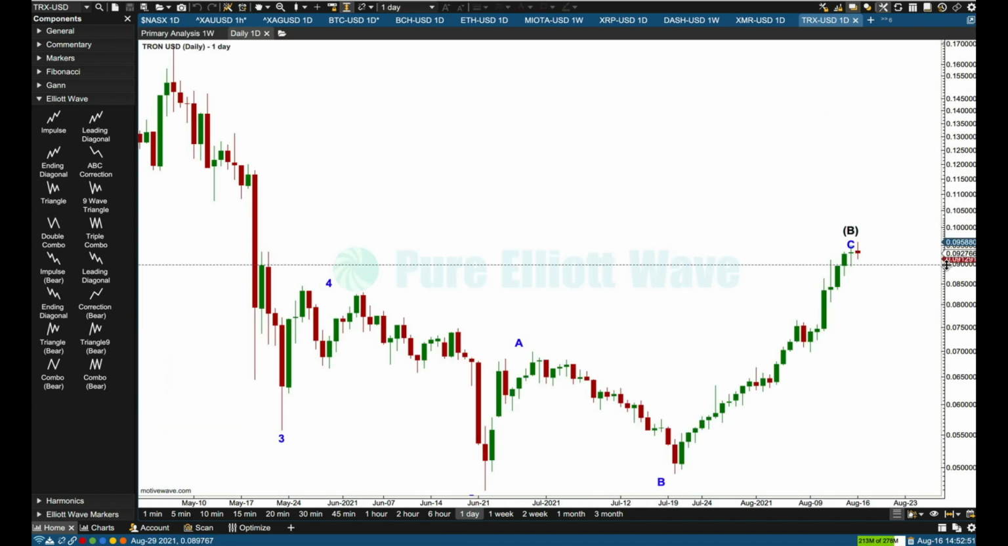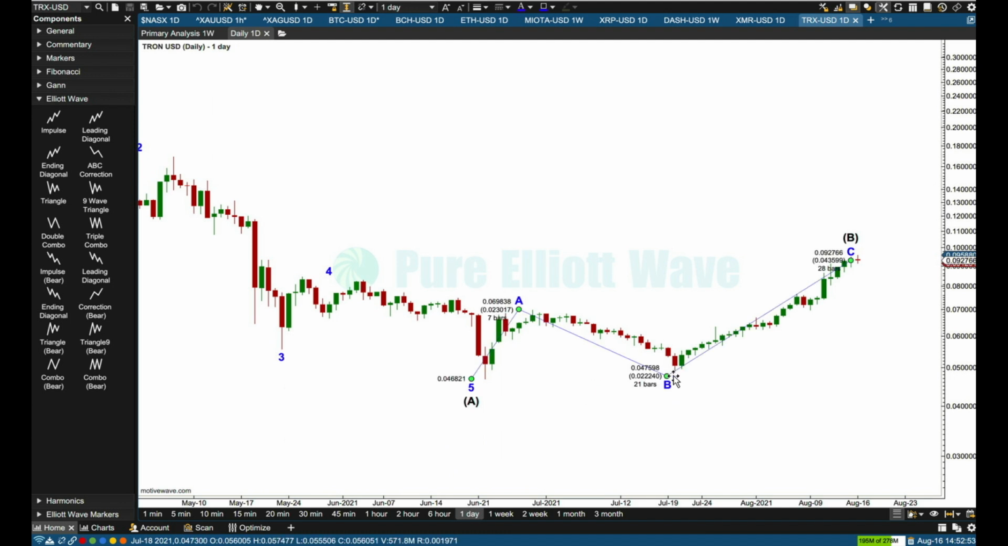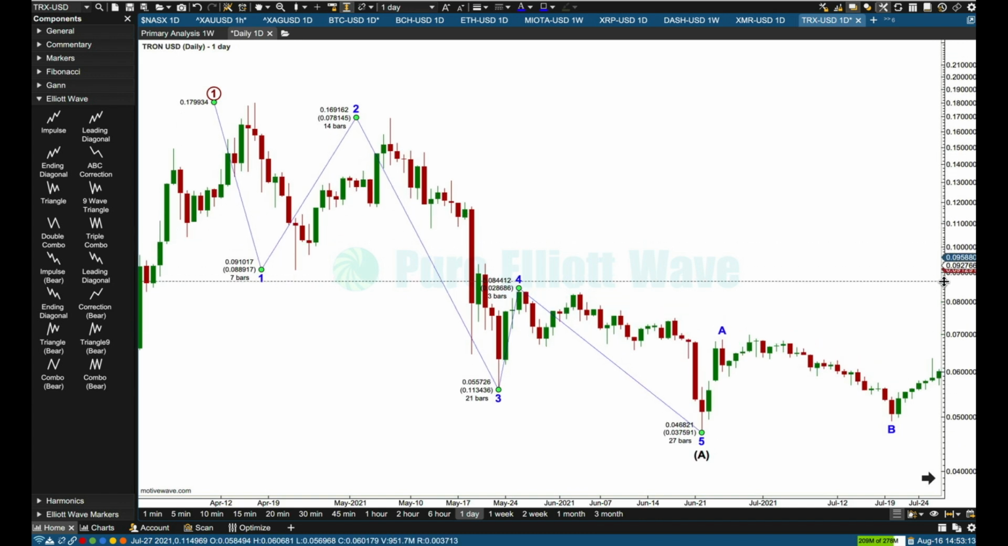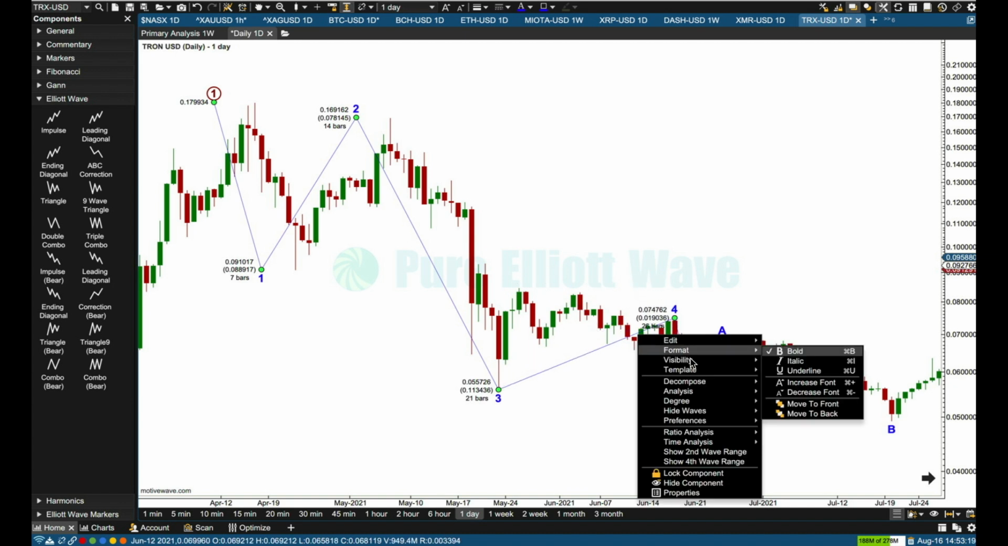Okay, great. Let's look at some detail here. I think B might have been a flat correction. Where does 4 end here? Or here? I think it ends here. And is 5 some kind of ending diagonal? That doesn't look right. Oh no, 4's a triangle. There we go. That looks pretty good actually.